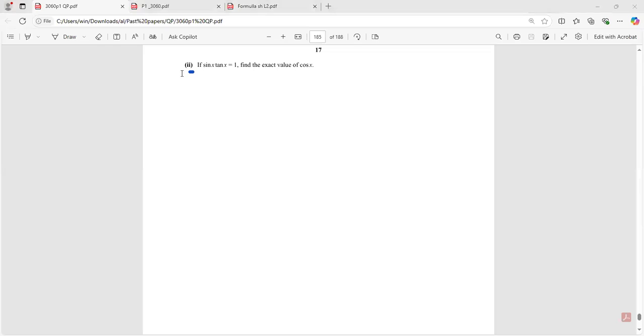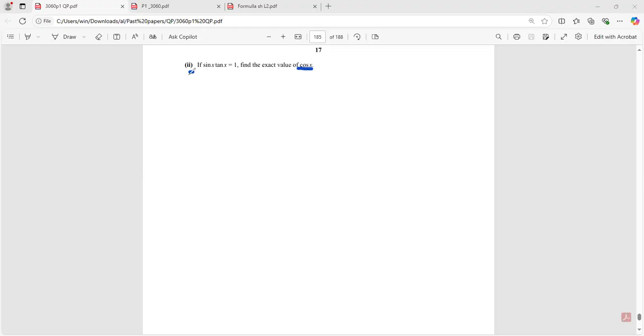Okay, if sine x multiplied by tan x equals 1, find the exact value of cosine x. Okay, solving an equation with trig, my favorite. Okay, let's solve it. First of all, we have to change them to cosine because we need a value of cosine, and we don't actually have cosine here.